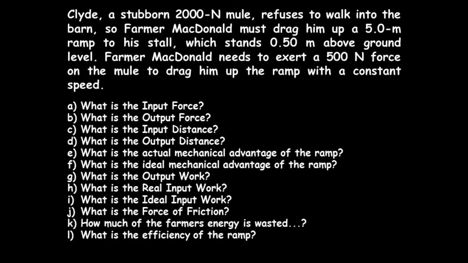So Farmer McDonald must drag him up a 5-meter ramp to his stall, which stands 0.5 meters above ground level. Farmer McDonald needs to exert a 500 Newton force on the mule to drag him up the ramp with a constant speed. A, what is the input force? B, what is the output force? C, what is the input distance? D, what is the output distance?